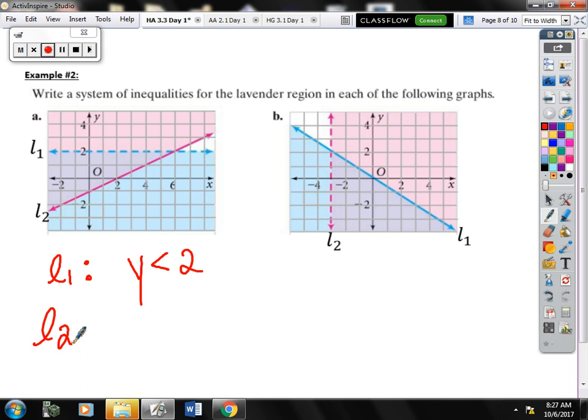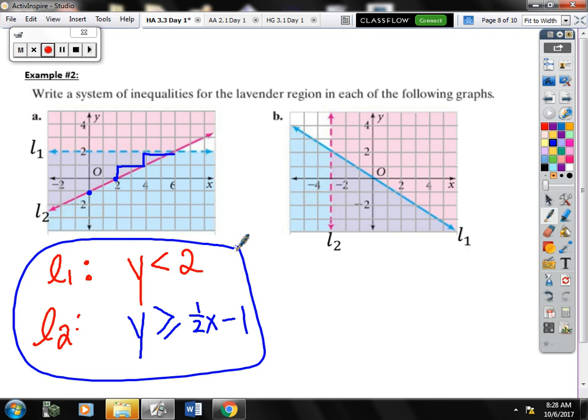L2 is our red one, our pink one, and we can see that it's a solid line, and it's shaded above. So what symbol would I have for that? Someone I haven't heard from today. Caleb? Greater than or equal to. Perfect. And our slope is up 1 over 2, up 1 over 2, up 1 over 2, so that would be 1/2 x. The y-intercept is at a -1, so that would be -1. So this is the system of inequalities.